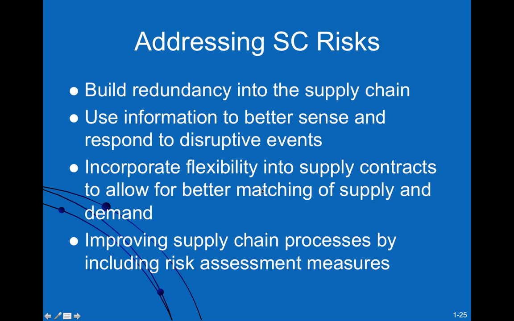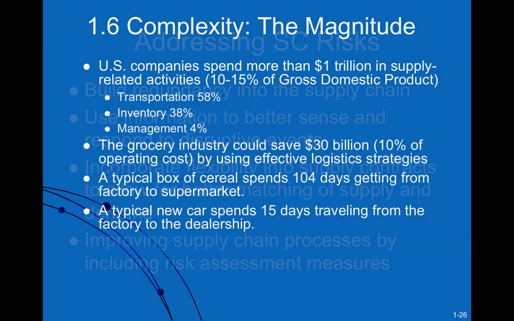Somehow you could incorporate flexibility into supply contracts to allow for better matching of supply and demand, flexibility around prices, flexibility around order volumes, can certainly help. And then improving your supply chain processes by making sure that you design the processes to lower the risk associated with poor forecasts, currency fluctuations, inventory levels, productivity issues, and so on. So that can certainly be looked into.